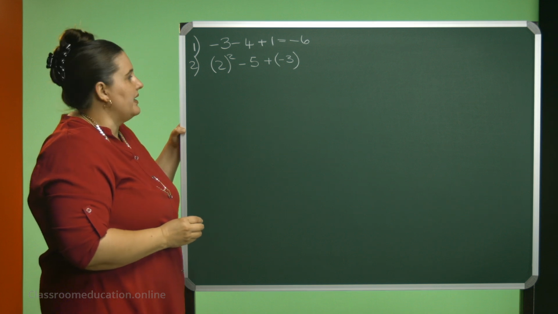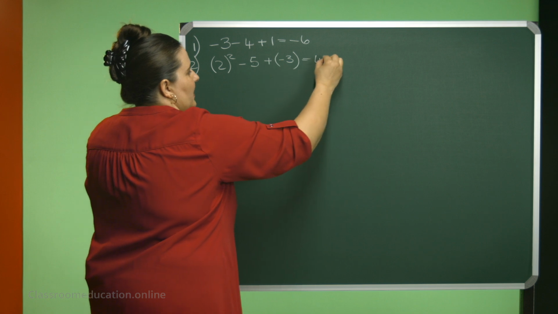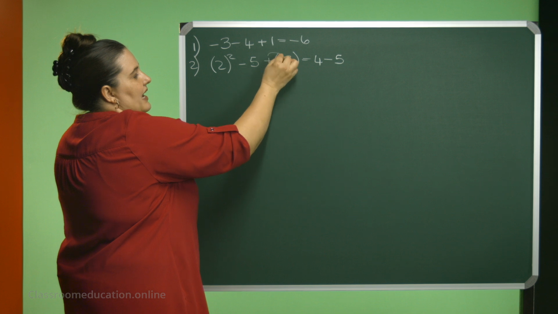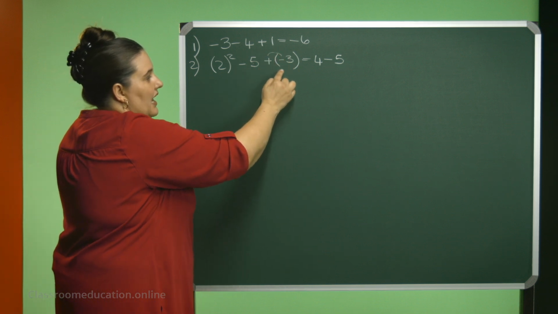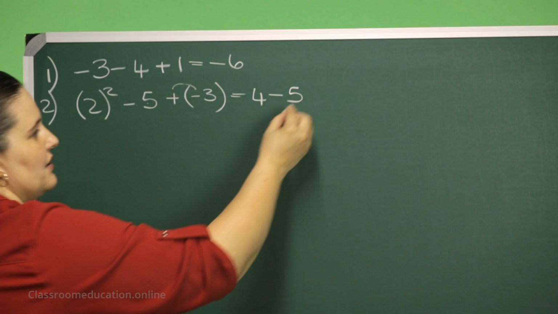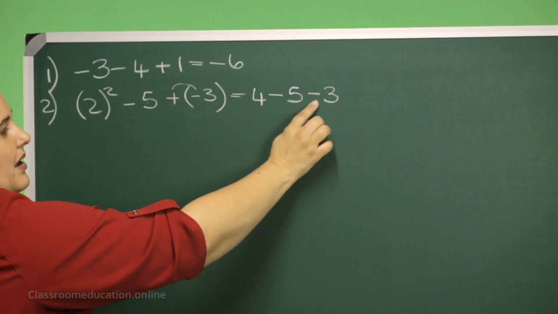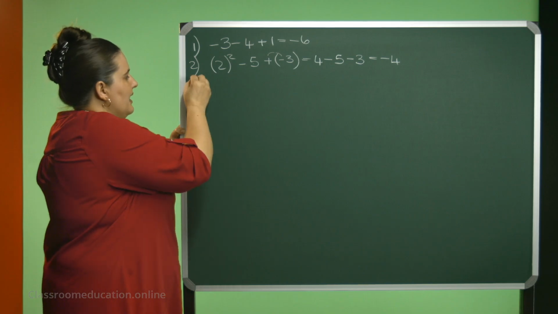Okay, let's work this one out. 2 squared is 4. -5 minus 5. And now I have a positive, and that bracket means times. So a positive times a negative is a negative. So it's -3. And 4 minus 5 minus 3 is -4. Number 3.